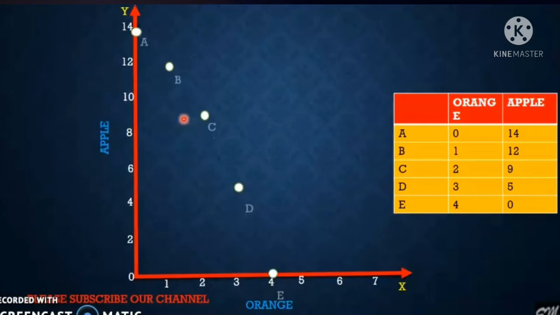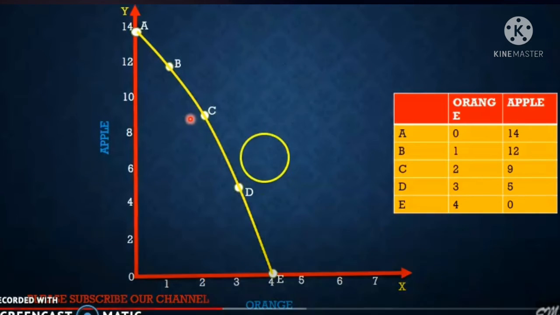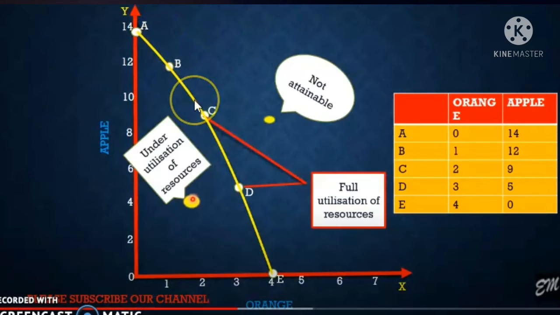Just see the plotting, and you can mark the combinations A, B, C, D and just draw downwards. So you can see the curve going downwards. So this is the production possibility curve. Hope you understood what it means and how it is drawn. So just see the 3 points plotted here.